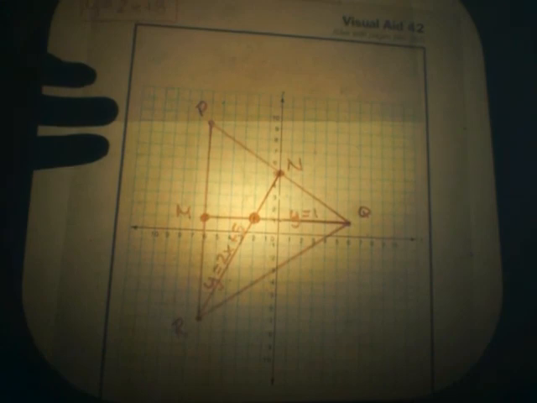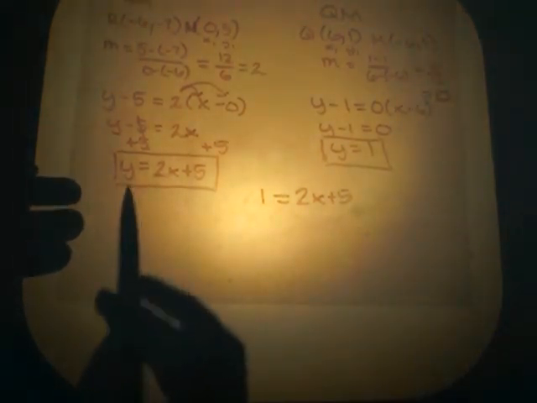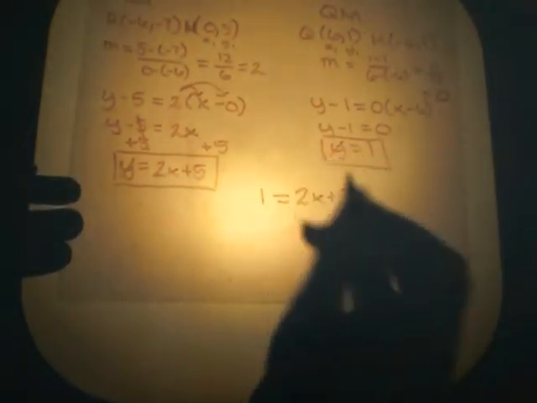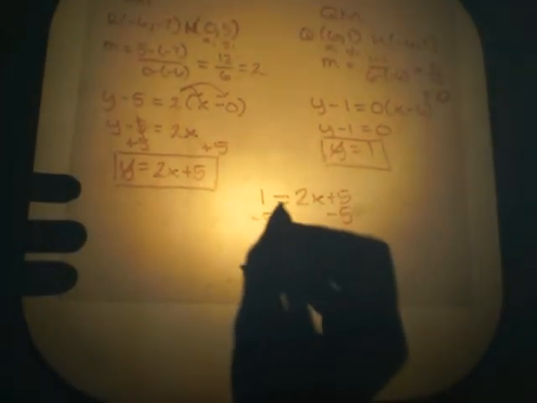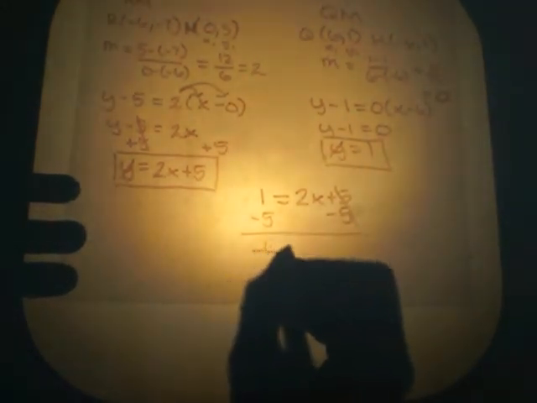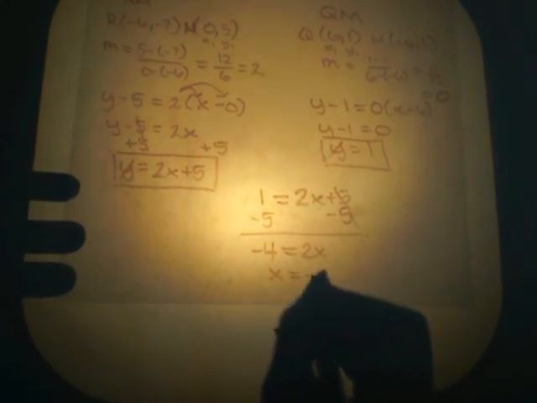So in order to do that, we set the y's equal to each other. So I'm going to say 1 equals 2x plus 5. And this is just a substitution. Since the y's are the same, we can get rid of them and set them equal. So minus 5 here, if I do 5 minus 5 and 1 minus 5, I get -4 equals 2x. And x equals -2.